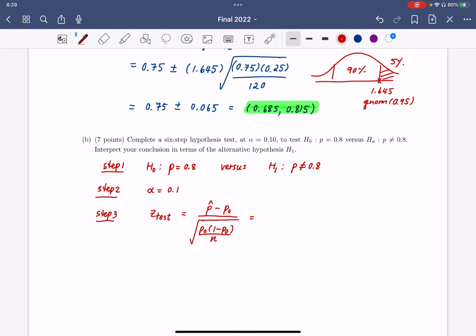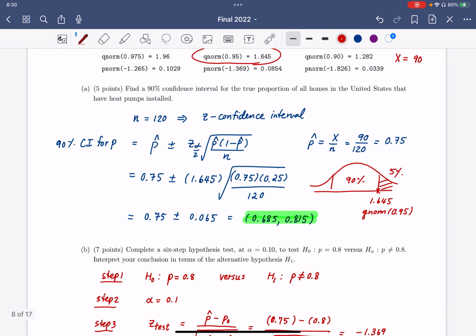So P hat is going to be 0.75 from the previous question. P0 is 0.8. Remember, this is the value that you want to test. And then over the square root of 0.8 times 0.2 over N, which is 120. And then you compute the Z test statistic here. I'm just doing it now on my calculator. You can take your time when you do it on the exam. Make sure that you get the correct answer. So this is negative 1.369, which you should have the code for there.